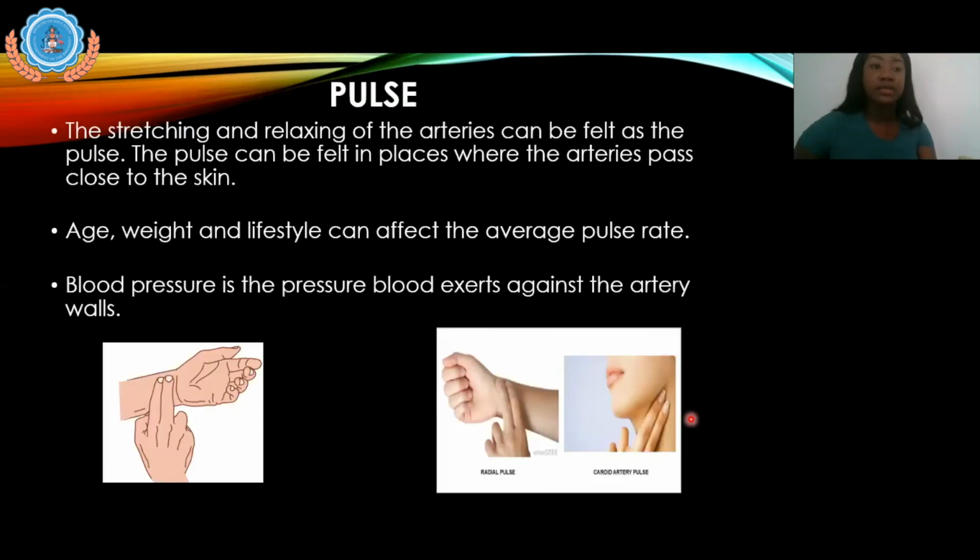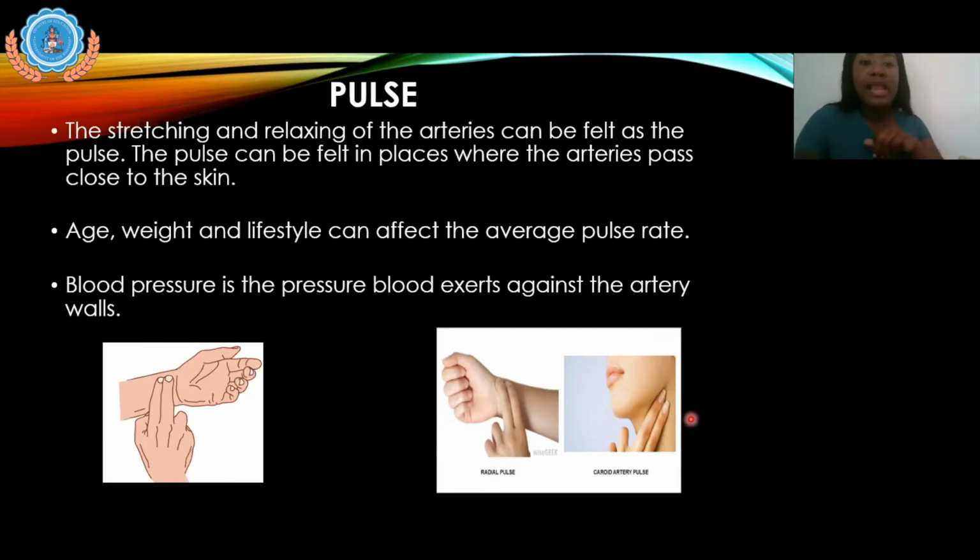Our pulse. The stretching and relaxing of arteries can be felt as a pulse. The pulse can be felt in different places where the arteries pass close to the skin. The most common one we know is our radial pulse, which is found by our wrist. We also know about our pulse here from our carotid artery underneath our neck. And there's also another one you can get by your groin area or near your ankle.